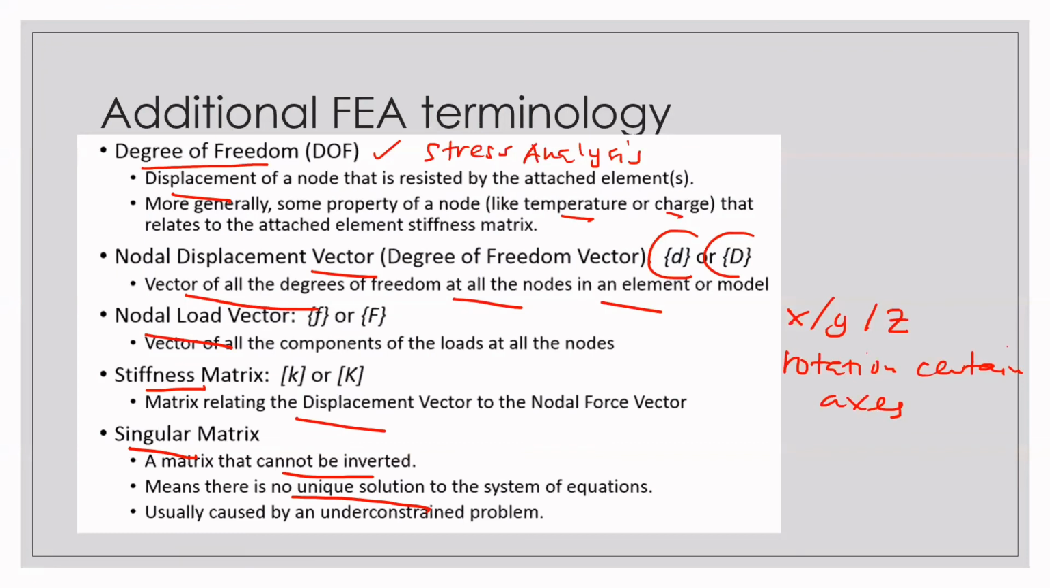So if we apply a force to a system and we expect it to be static, but there is improper constraint on the system, then the system will move, or in finite element analysis terms, we can say that we will have a singular matrix, and as a result, we cannot solve the problem.